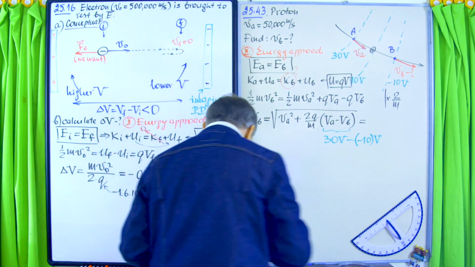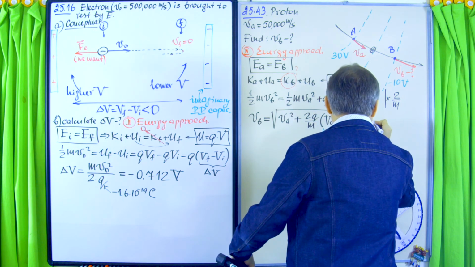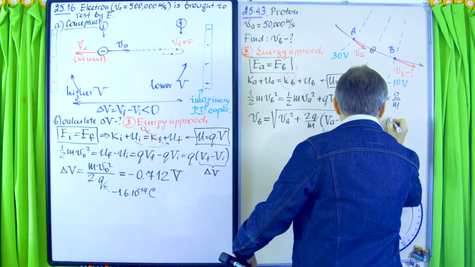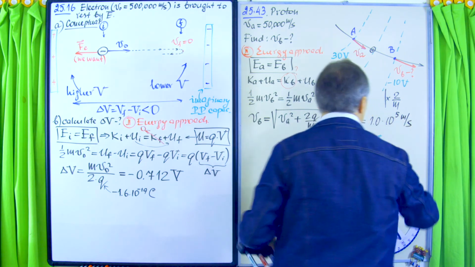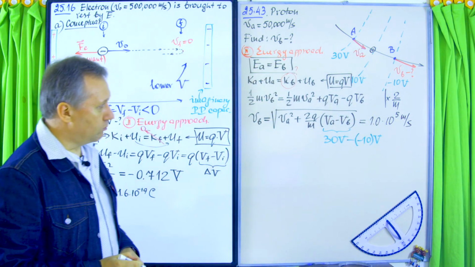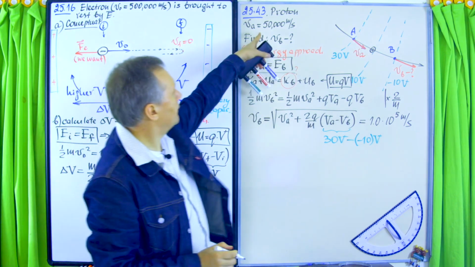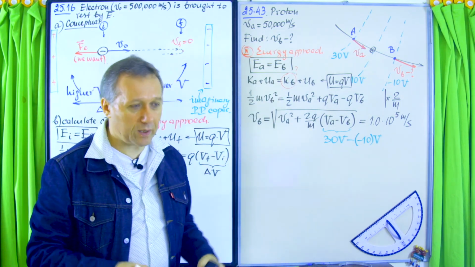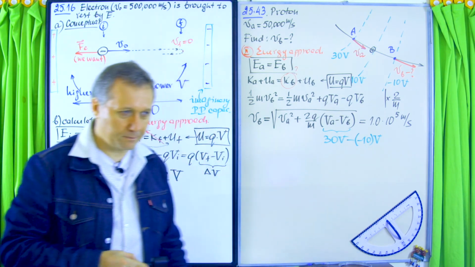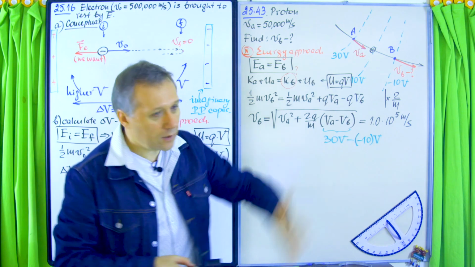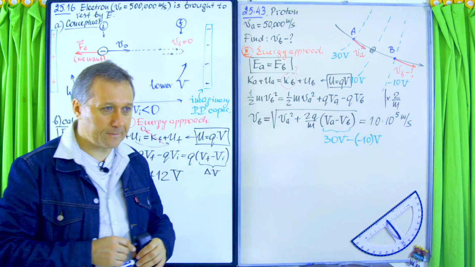Okay, so now I will just write down the answer. It will be 1 times 10 to the power of 5 meters per second. So it's 100 kilometers per second. Here we had 50 kilometers per second. Now it will be 100 kilometers per second. So the proton got accelerated as it moves along that trajectory.